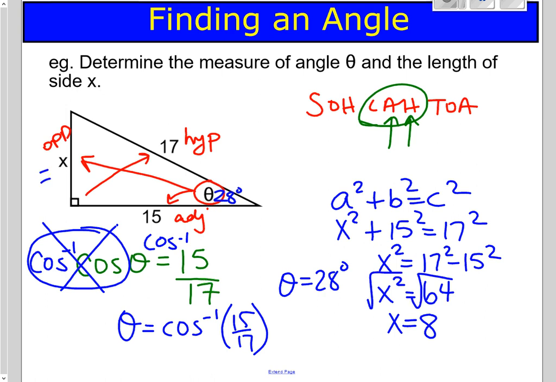So x equals 8. So you didn't have to do any of the primary trig ratios. I mean, you certainly could have. You'll still end up with the same answer. But if you see that you're looking for a third side and you have two of them, feel free to go back and use your Pythagorean theorem. That certainly works well too.